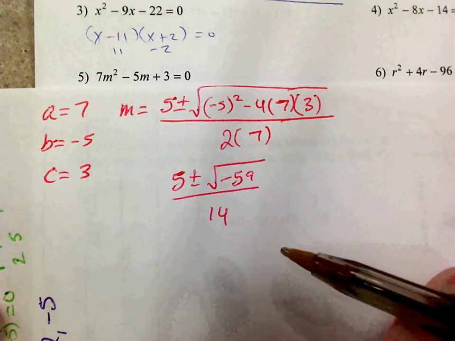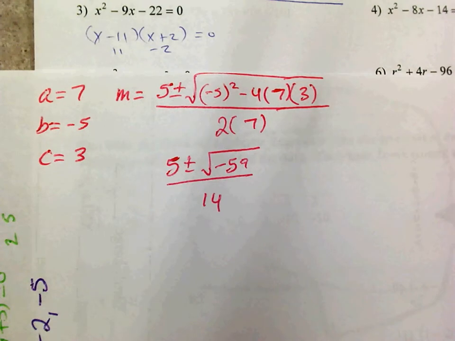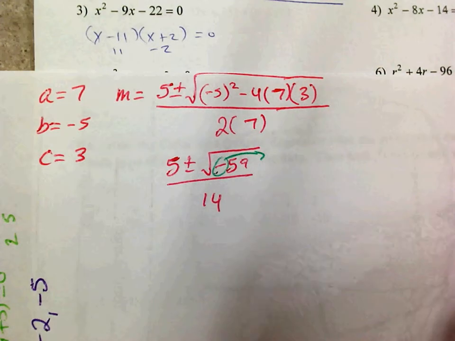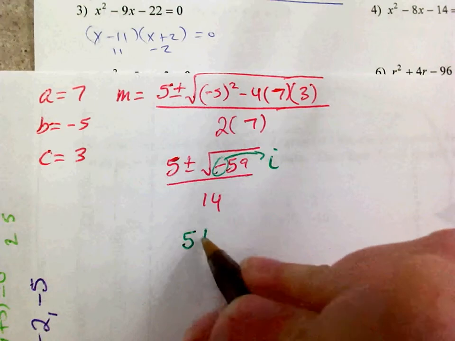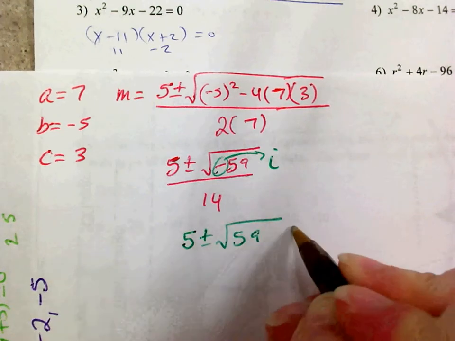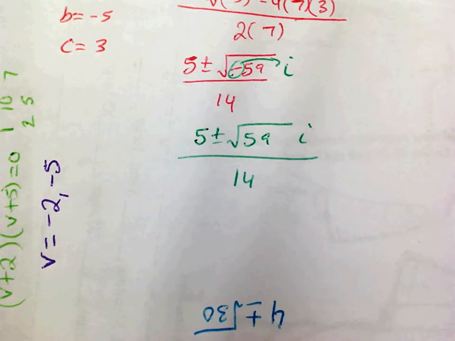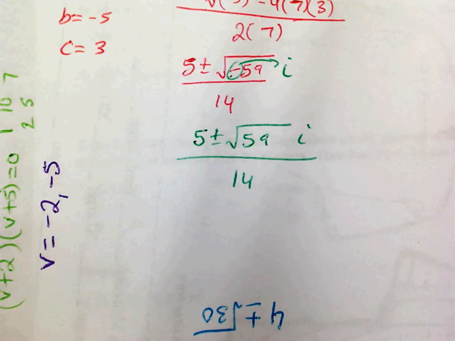Okay, so what are you going to do? Take the imaginary out. If you have a negative underneath the square root, that's where the negative comes out, and we put a what? I. So I'm really just saying 5 plus or minus the square root of 59, I on the outside, over 14. Is it okay if I is put in the front of the square root? That's actually fine. I tend to put it on the back, but that's okay.